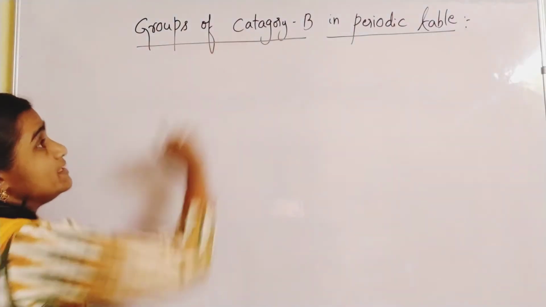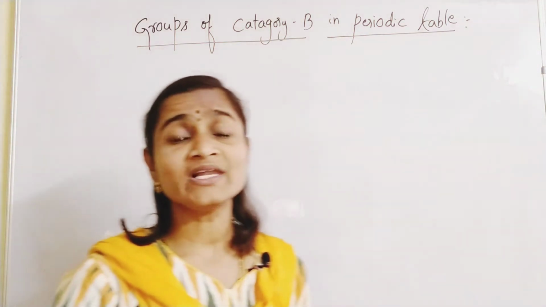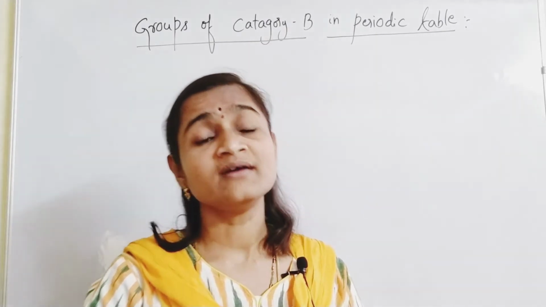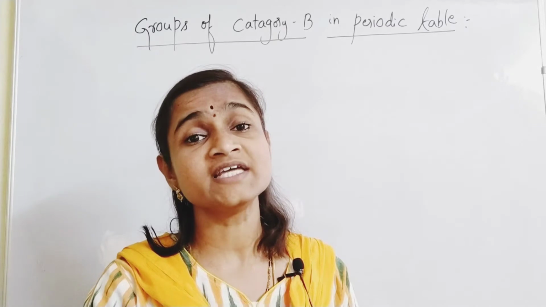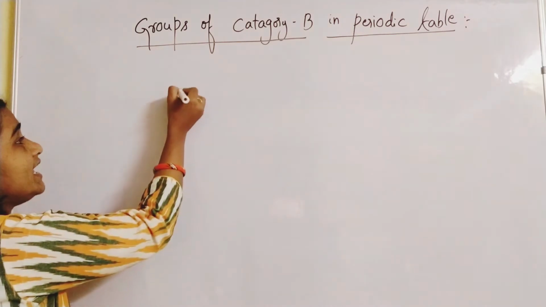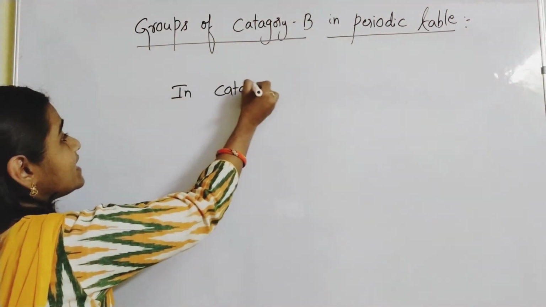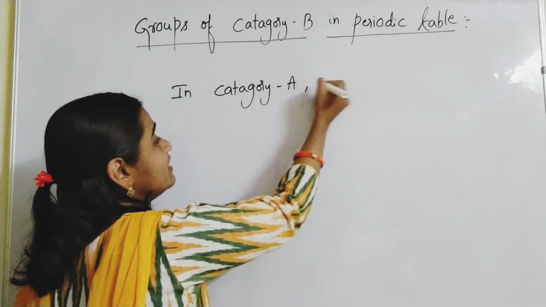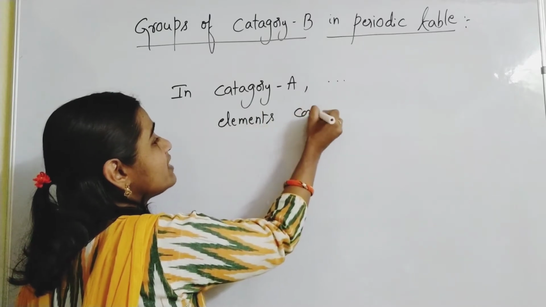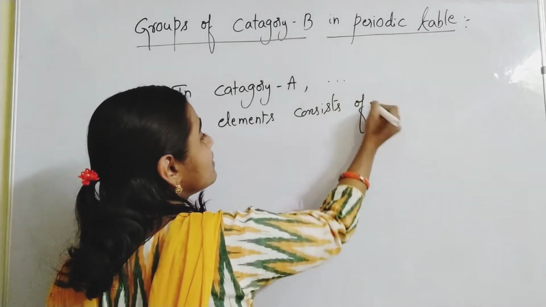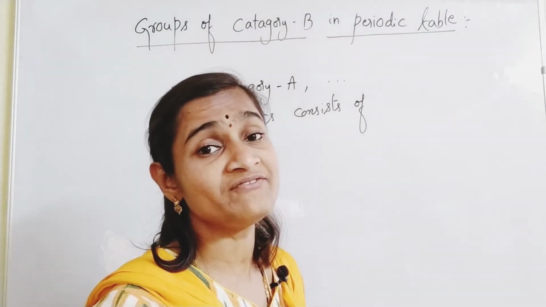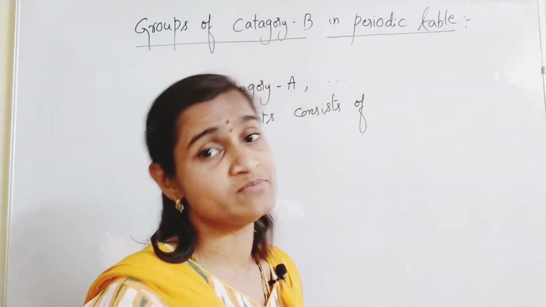So, groups of category B. Groups of category B consist of elements in which the differentiating electron enters into the d orbital. Please understand carefully. In category A we have learnt that elements consist of last orbit in which electrons are being filled only in s and p subshells.